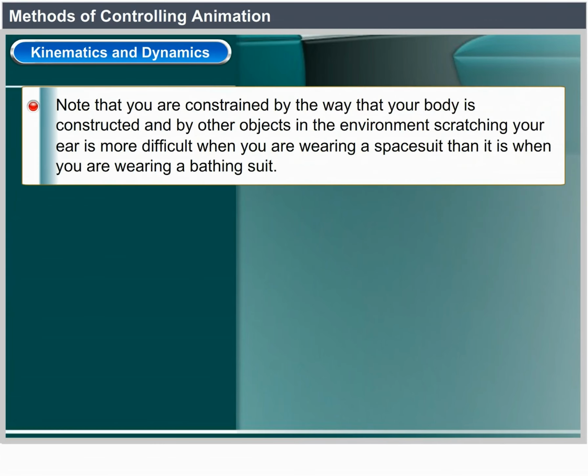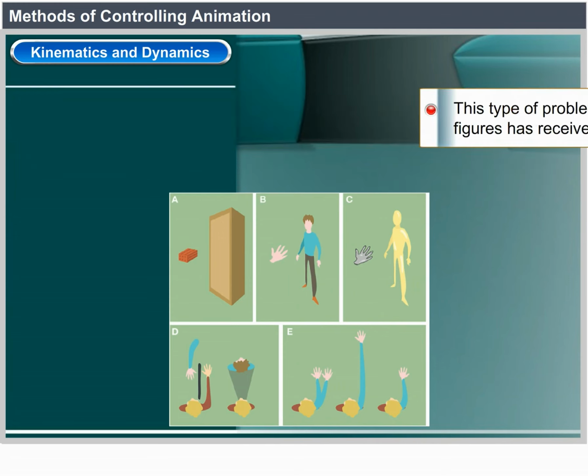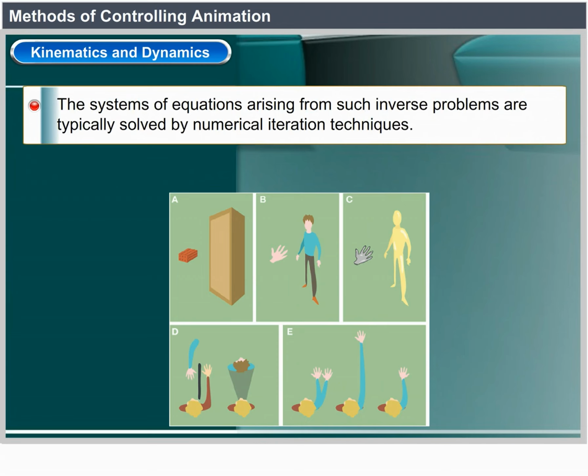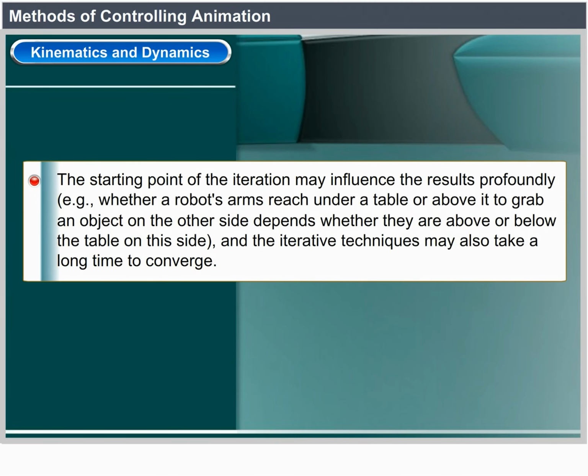Note that you are constrained by the way that your body is constructed and by other objects in the environment. Scratching your ear is more difficult when you're wearing a spacesuit than it is when you're wearing a bathing suit. This type of problem, especially in the animation of articulated human figures, has received wide attention. The systems of equations arising from such inverse problems are typically solved by numerical iteration techniques. The starting point for the iteration may influence the results profoundly.